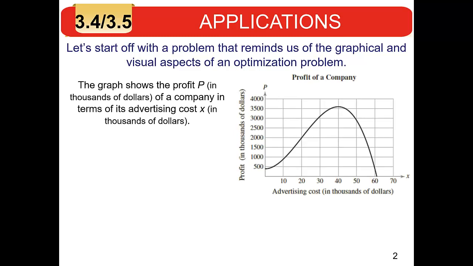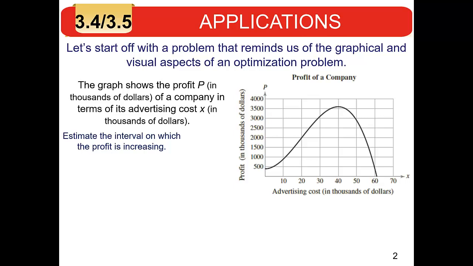We've got a graph that shows the profit in thousands of dollars of a company in terms of its advertising cost. That's the X variable, and that's also measured in thousands of dollars. And that graph tells us a lot about how the profit for that company is related to the advertising cost. I can ask any series of questions about this, but what if I ask you to estimate the interval on which the profit is increasing? Well, after what we've done up to now, that should be fairly easy.